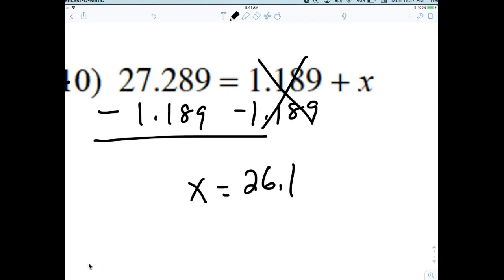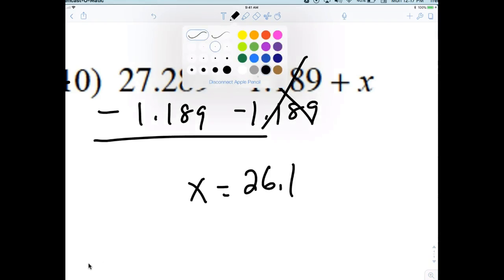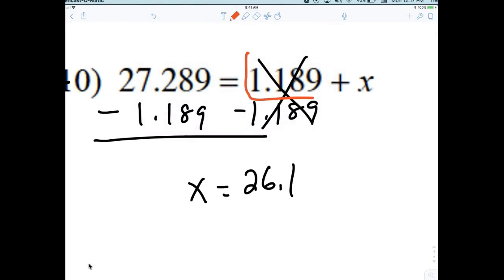Good job, because we are isolating the variable. That's important. This right here has the variable. So you always eliminate the number with the variable. You're isolating the variable.